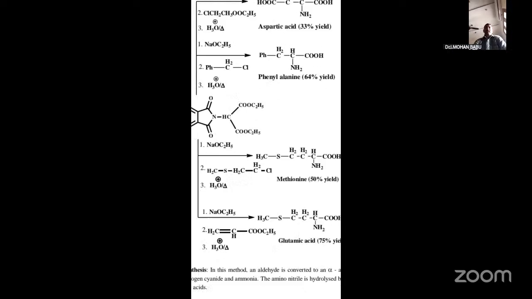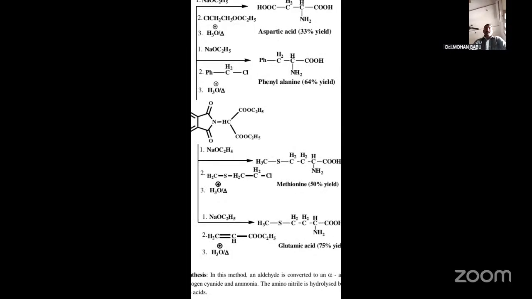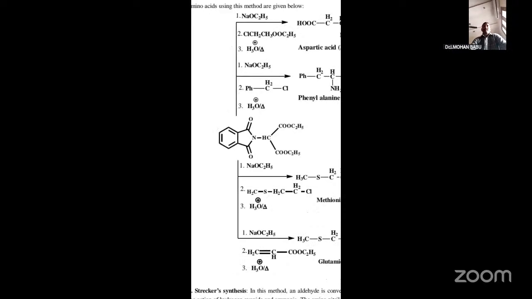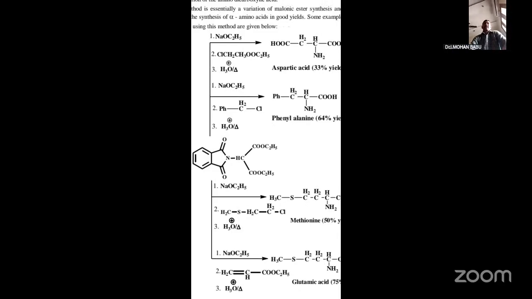So by this method, we have synthesized a variety of amino acids here, right? By this particular N-substituted malonic diester on this phthalimide, by treating with the base sodium methoxide and some alkyl halide here, we are getting the aspartic acid, right? And same thing here, with the benzyl chloride, we are getting phenylalanine here, where you get the 64 percentage of yield.